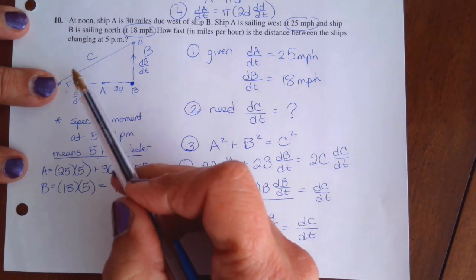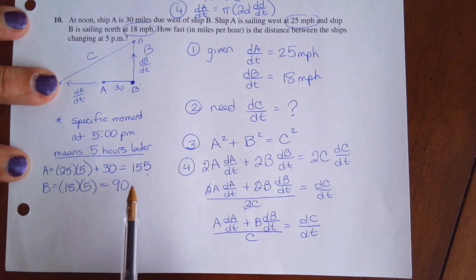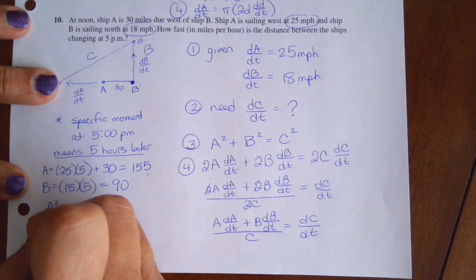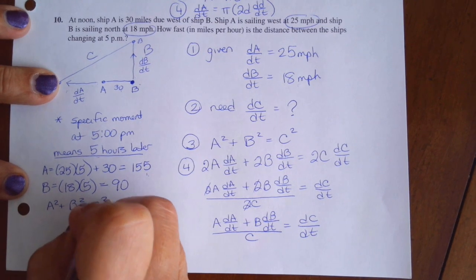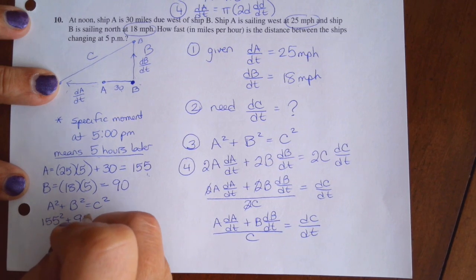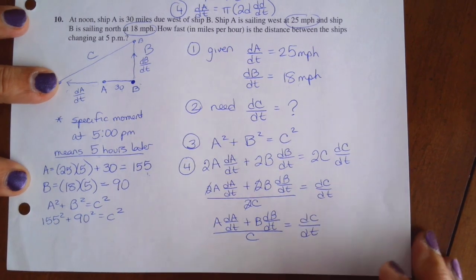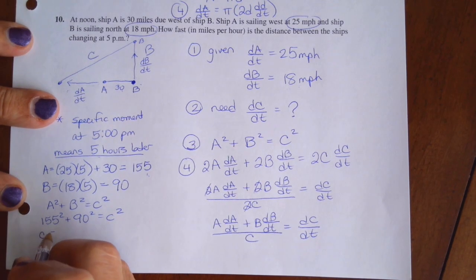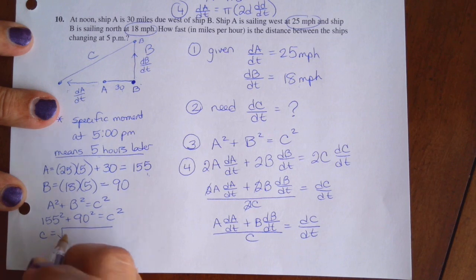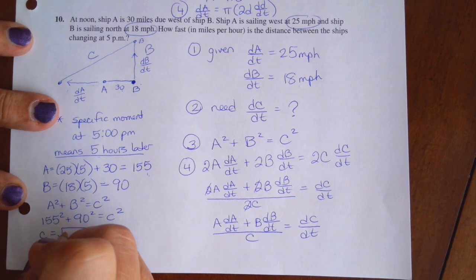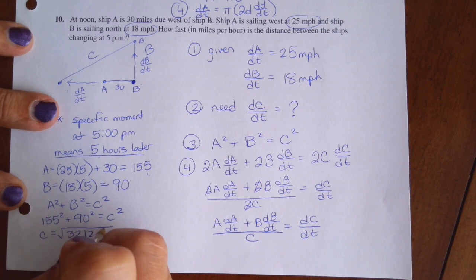Lastly is C. Now that I have A and B, I use the Pythagorean theorem to find C. A squared plus B squared equals C squared. So we have 155 squared plus 90 squared equals C squared. We just have to work that out. C is going to equal the square root of 155 squared plus 90 squared, and that will give you 32,125.